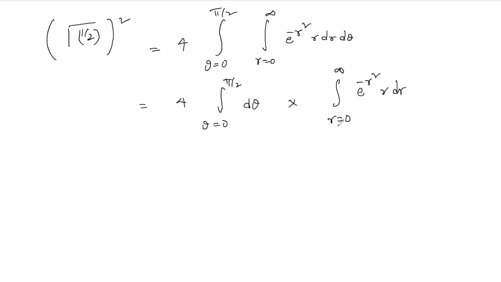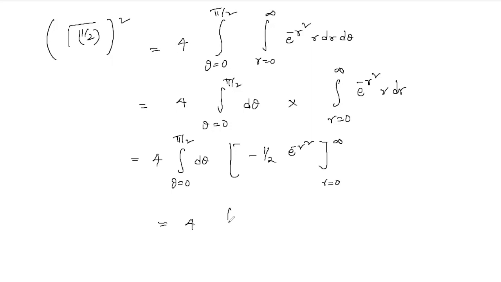So this is 4 integral theta 0 to pi by 2 d theta, and this is minus half e to the power of minus r square, with r being 0 to infinity. Let us substitute for the integral 0 to pi by 2. This is d theta.